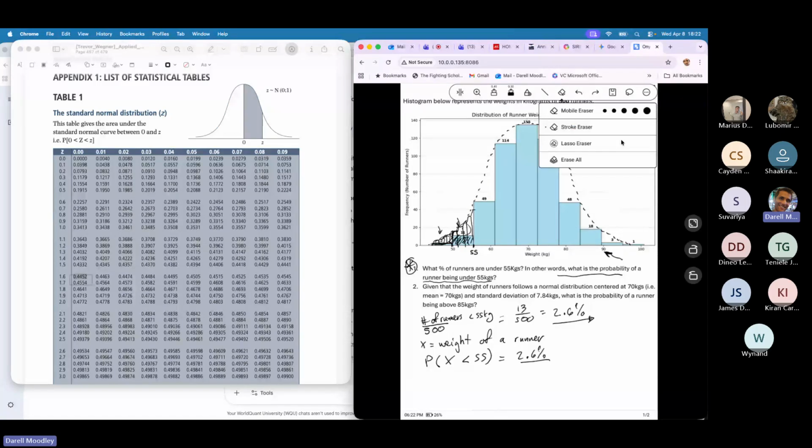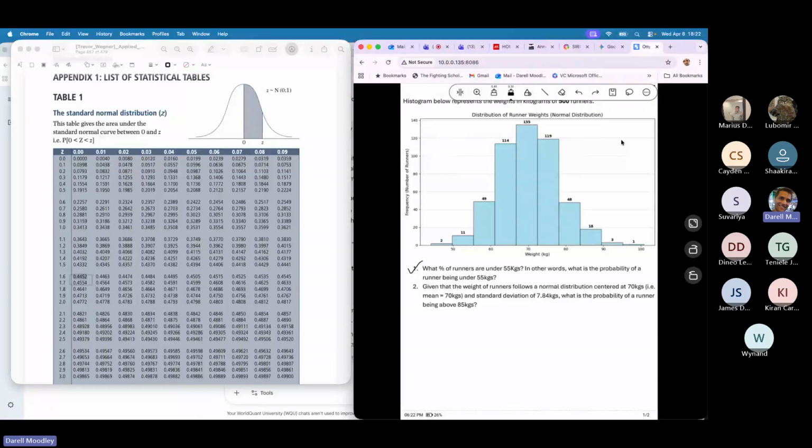All right. So you've answered question 1. Very good. Now let's get to question 2. Question 2 says, given that the weight of runners follows a normal distribution. Okay, so we're given this. It follows a normal distribution, which is centered at 70 kgs. Or in other words, the average is 70 kgs.